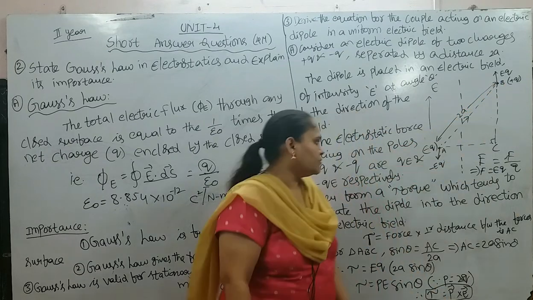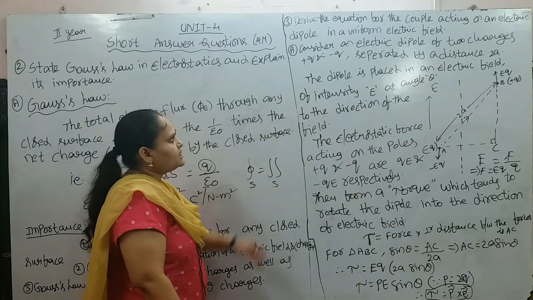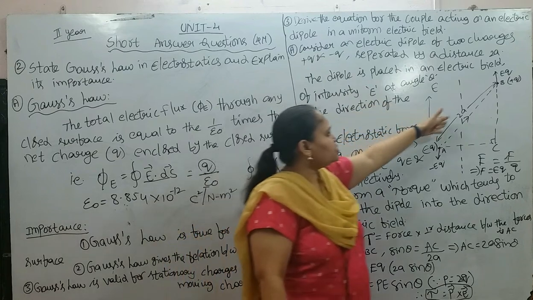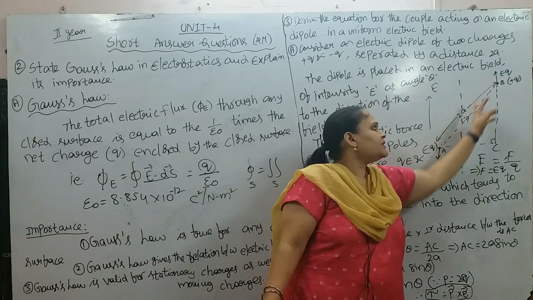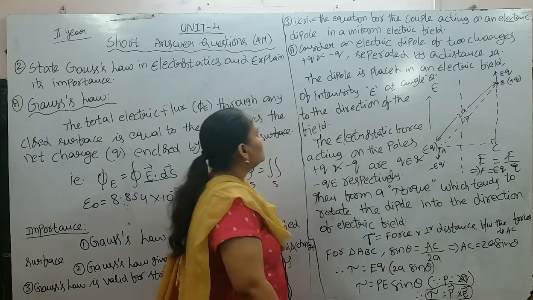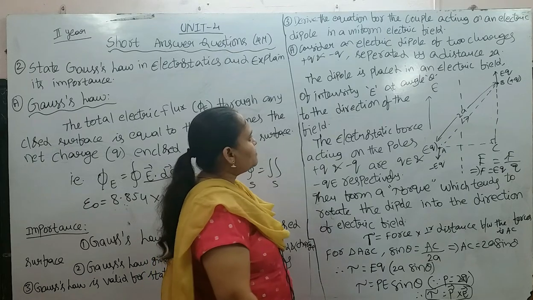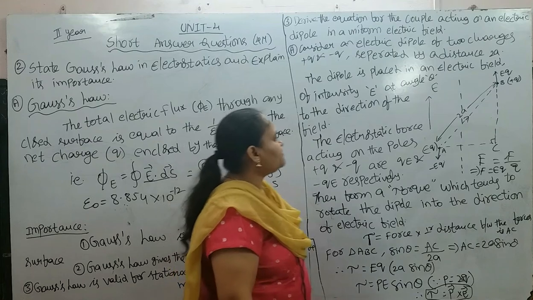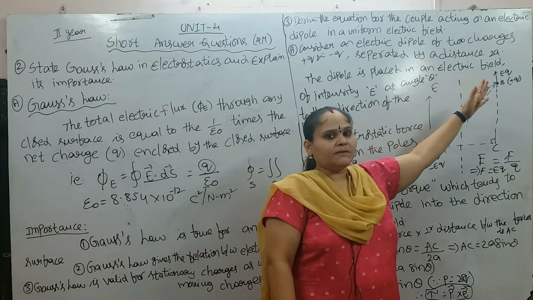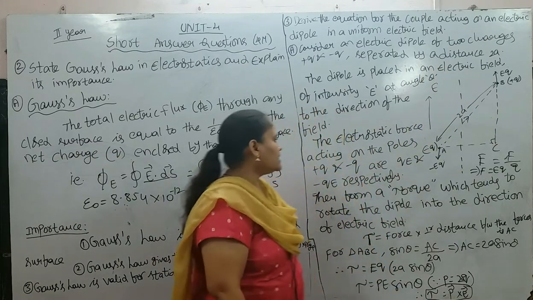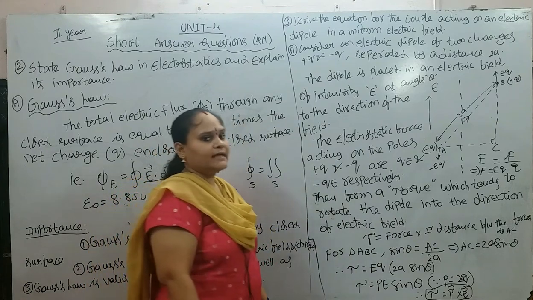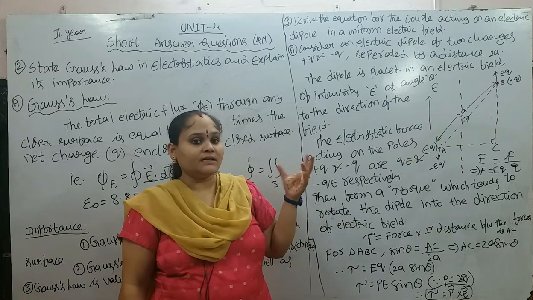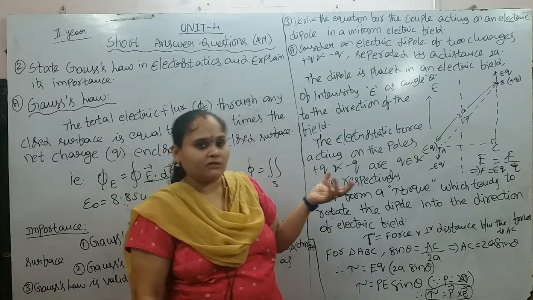So for this, consider an electric dipole of two charges plus Q and minus Q separated by a distance 2a. The point charges are separated by a distance 2a. This dipole is placed in an electric field of intensity E at an angle theta to the direction of the field. This is the field direction. So the electrostatic force acts on the poles. We place this dipole in an electric field, so the electrostatic force will act on this dipole.